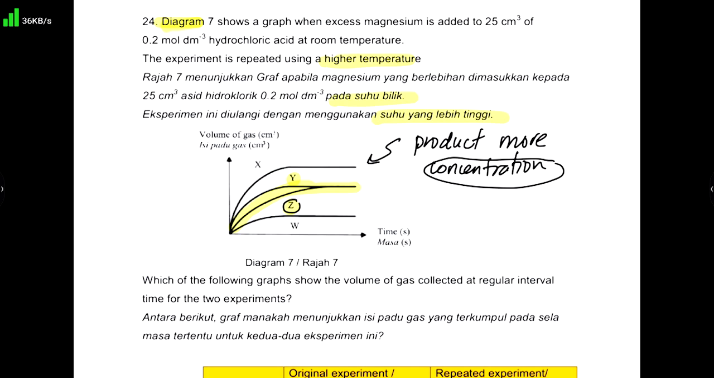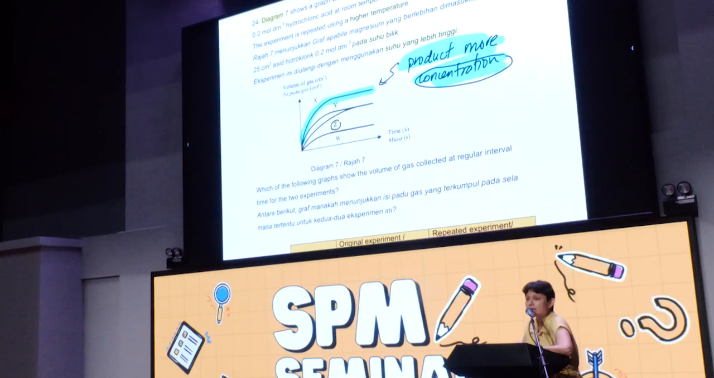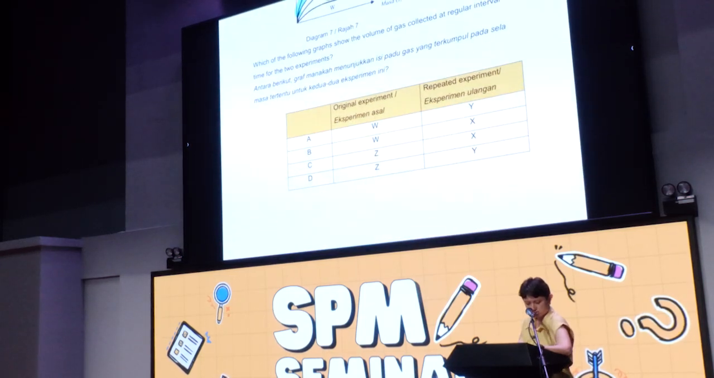You can only get more product if you use a higher concentration of acid. Alright? Not only acid, hydrogen peroxide also, higher concentration. Okay, can? So the answer is D. Alright.